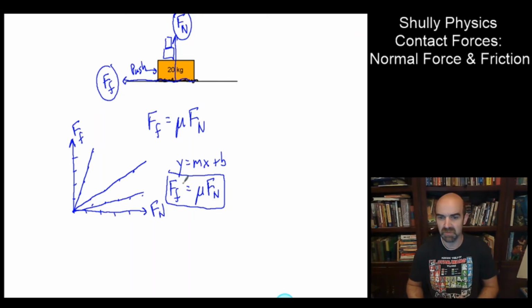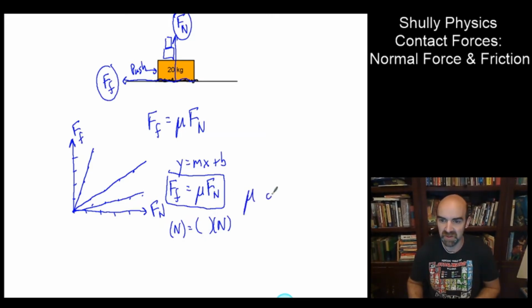It's a relationship between normal force and friction. You'll notice this is a force in units of newtons, and over here is a force in units of newtons. So that means that coefficient in front is just a coefficient. It is unitless. Okay, so this mu is called the coefficient of friction.